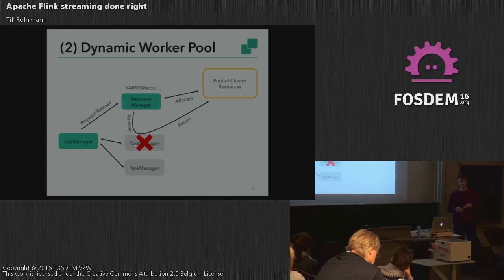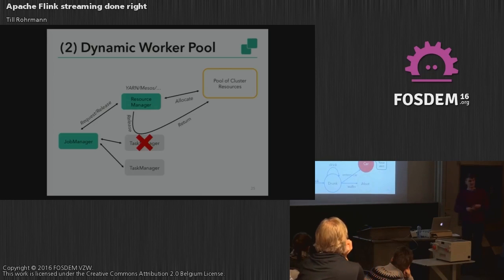And currently we support YARN as such a resource manager, where we have this feature that when the job manager sees, okay, I need a new task manager to deploy some more tasks, I will tell my resource manager, and the resource manager will give me that. And also, when the task manager is idle, it can be released. And this will also be part of the new Mesos integration, which will also happen in the next month.